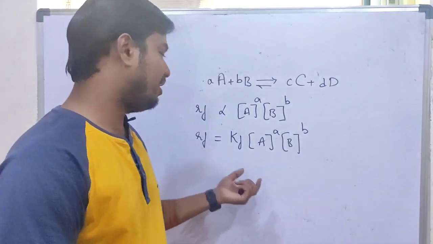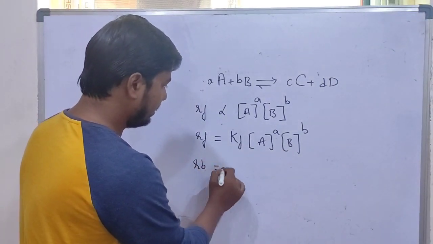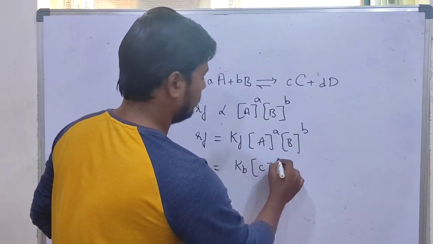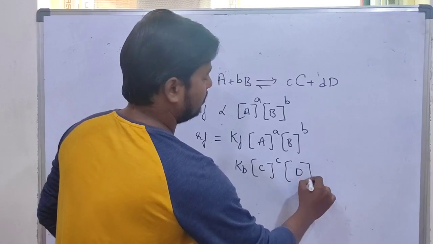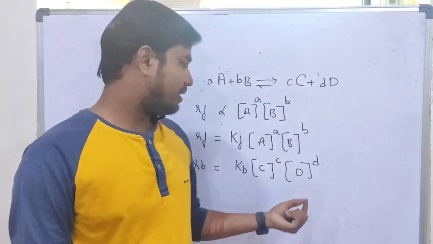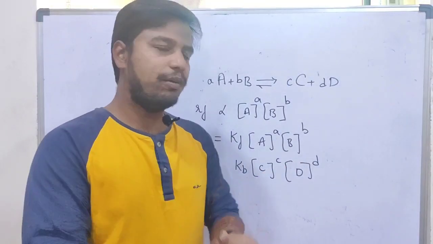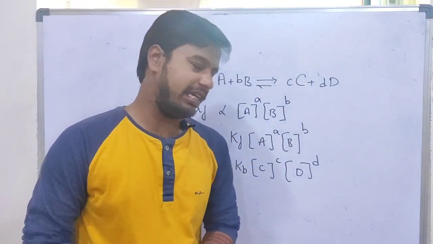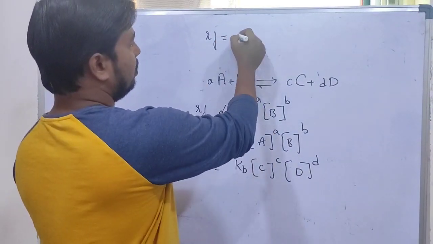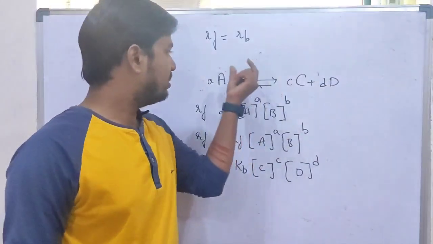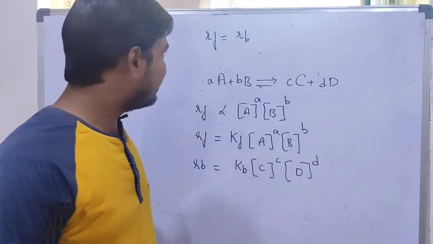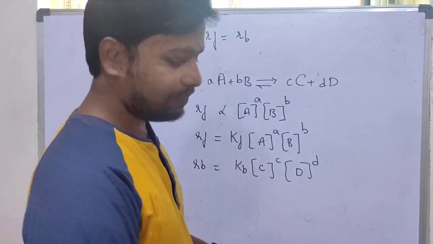Similarly, we can write the rate of the backward reaction as Kb, C to the power c, and D to the power d. Here capital C and capital D are active masses, and small c and d are the stoichiometric coefficients. Now we know that the rate of the forward reaction is exactly equal to the rate of the backward reaction, and then we say the system is in equilibrium.